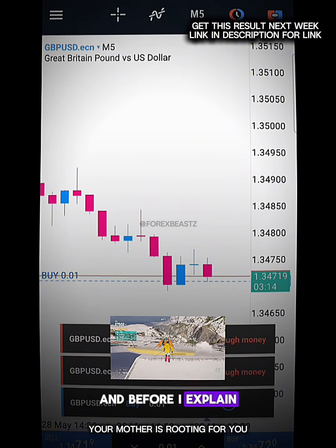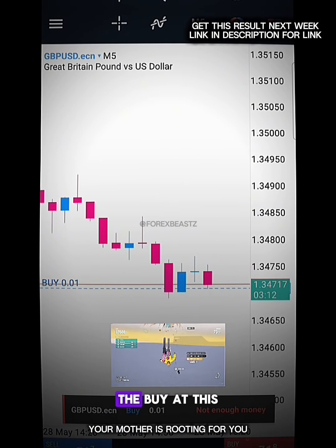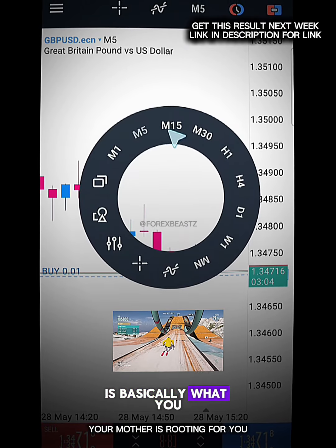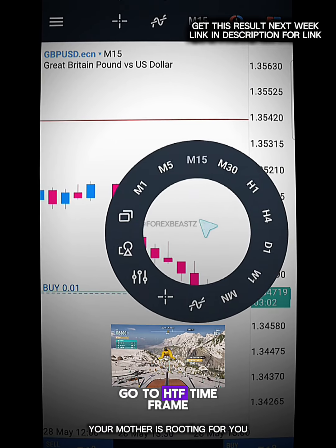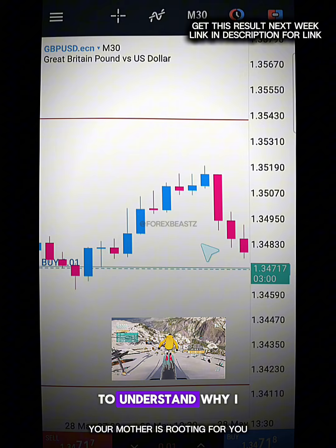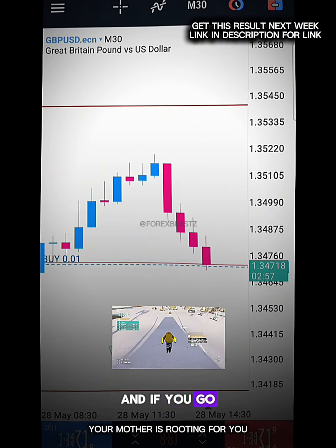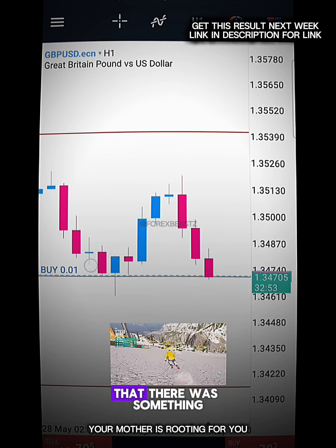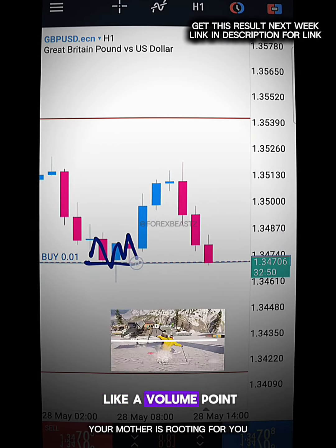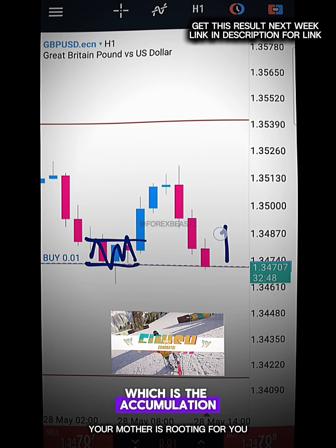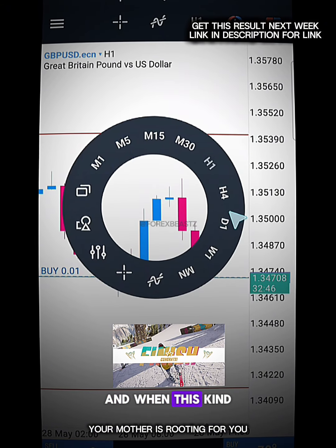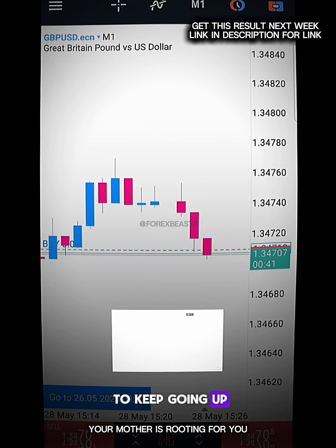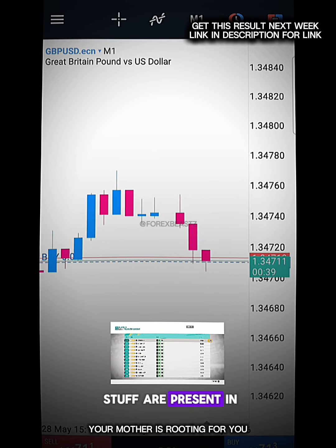And before I explain why I entered the buy at this point here, or why I marked this point as a lower range, what you want to do is go to the HTF time frame to understand why I did this. If you go to that side and then shift to the other side, you will see that there was something like a volume point around that point there, which is the accumulation of different candlestick patterns. And when this kind of stuff happens, there's a high probability that price is going to keep going up when those kind of things are present in the market.